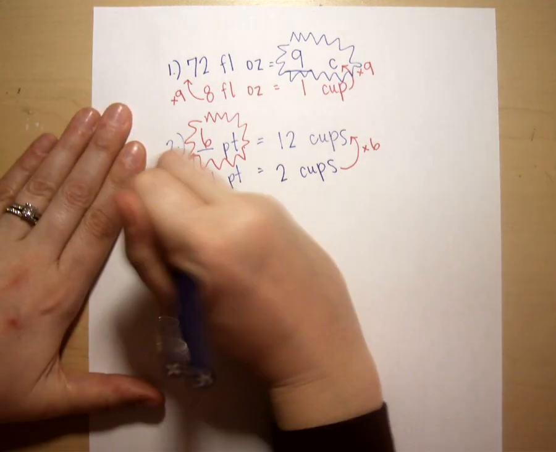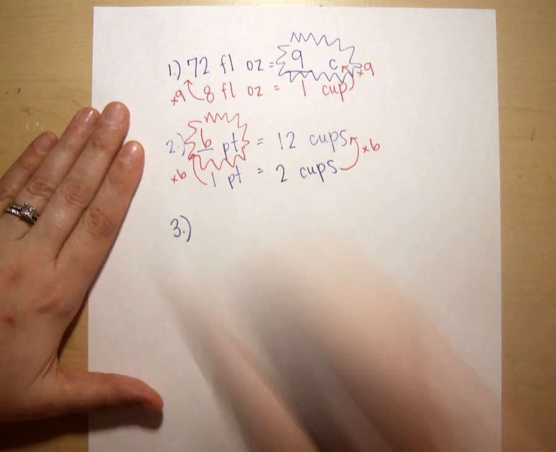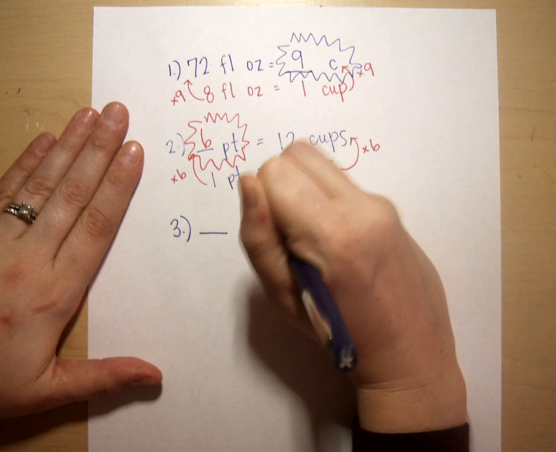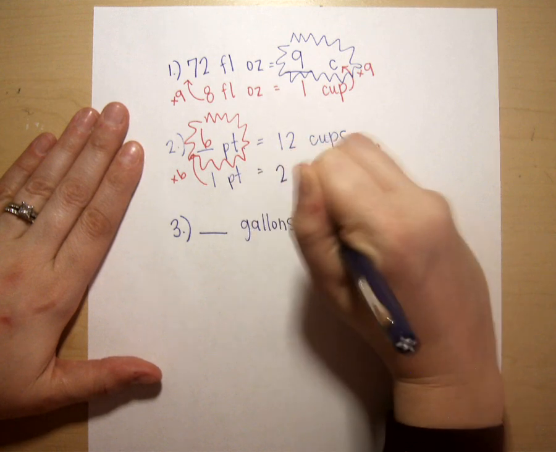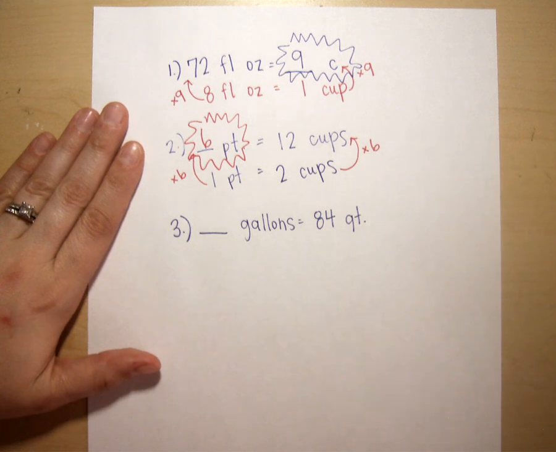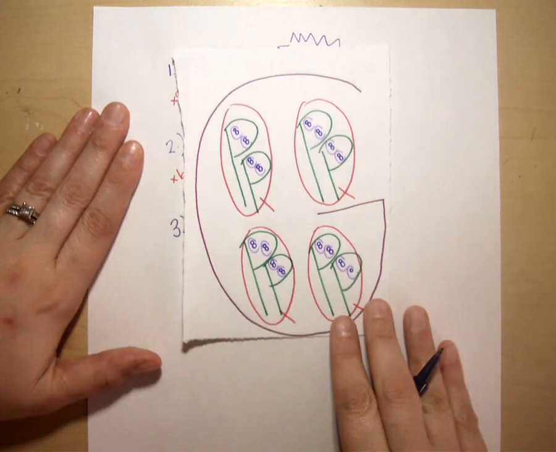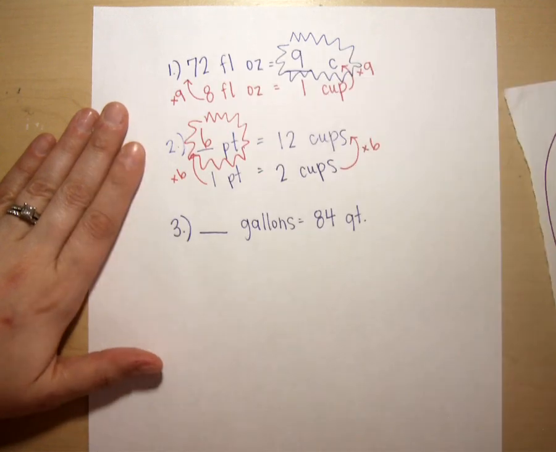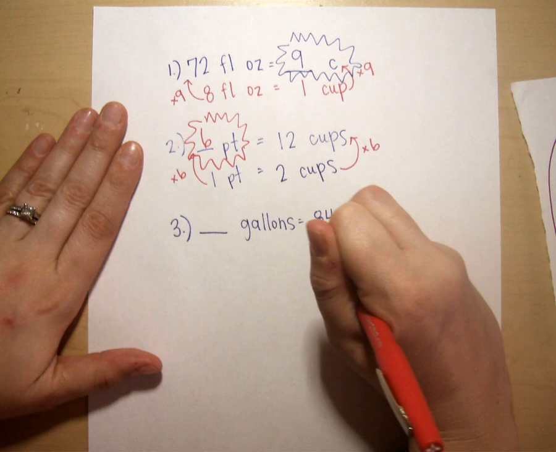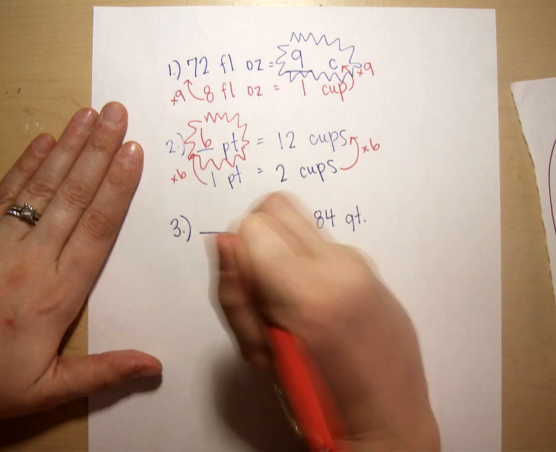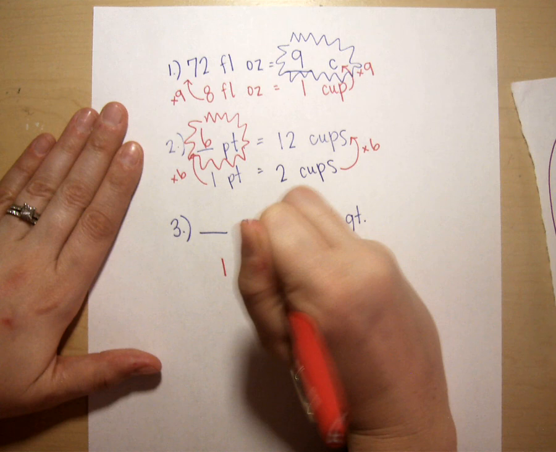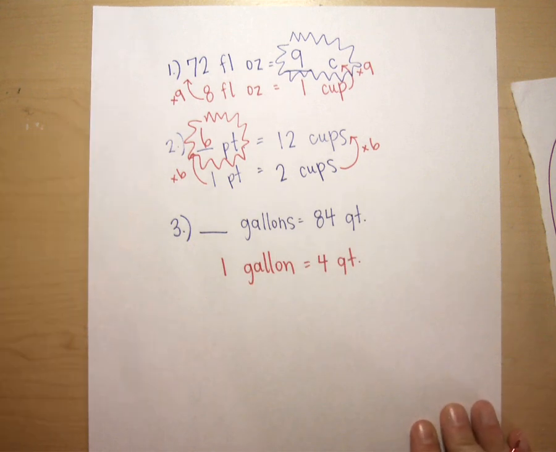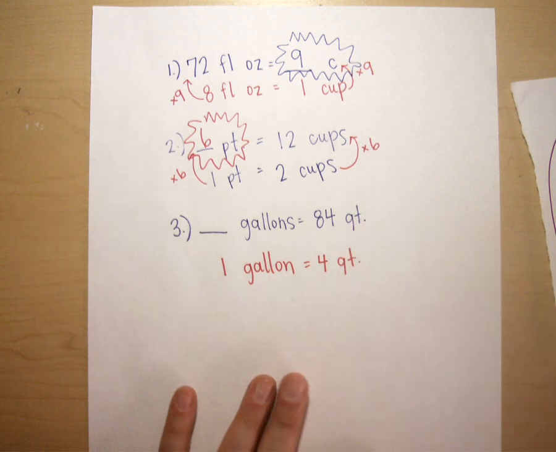Then number 3, it says blank gallons in 84 quarts. So again, if I look at big G, how many queens live in Gallentown? Well, there's 4 queens. So 1 gallon would equal 4 quarts. Now, off the top of my head, these numbers are a little bit bigger. It's not like a basic fact.